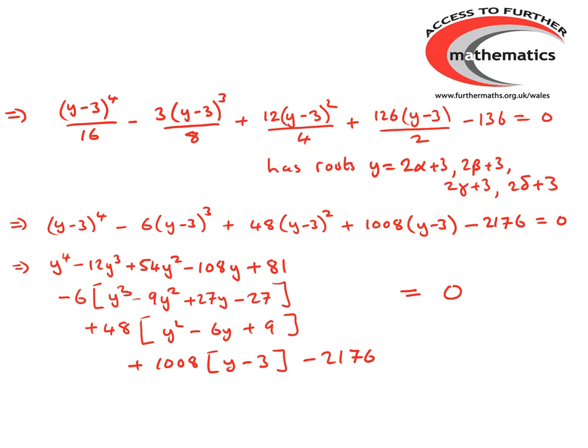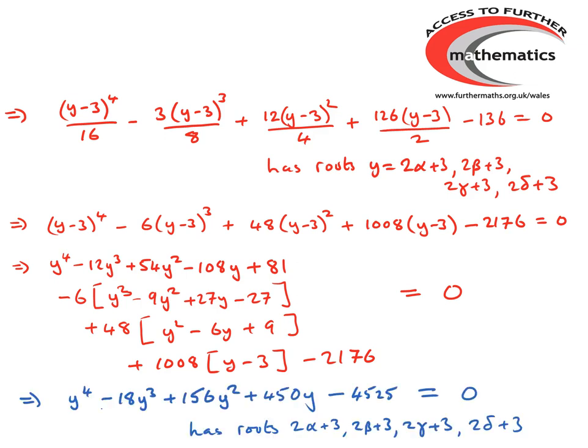And at that stage, I can now just tidy everything up, collect together all of the y cubed terms, collect together the y squared terms, collect together the y terms, collect together the constant terms, to arrive at y to the 4 minus 18y cubed plus 156y squared plus 450y minus 4525 equals 0 has got roots of y equals 2 alpha plus 3, 2 beta plus 3, 2 gamma plus 3, or 2 delta plus 3.